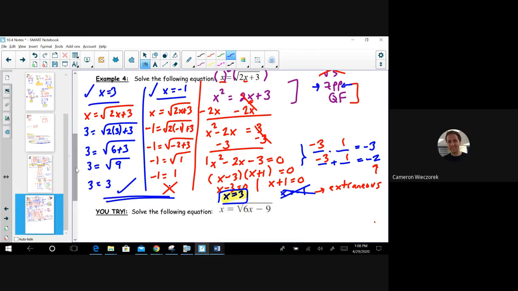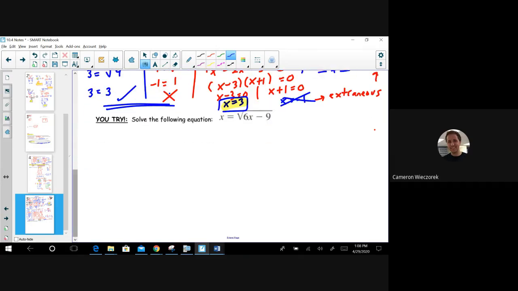All right, the last one is for you to try. You're going to solve x equals rad 6x minus 9. So I'm going to let you do this one on your own. Once you're done with it, go check the document that I have posted. I have the answer in the filled in notes in the Google Docs, so you can check that. And if there are any questions, feel free to log in. We can talk through these in the office hour today or this week.